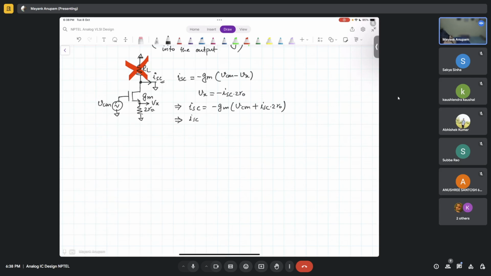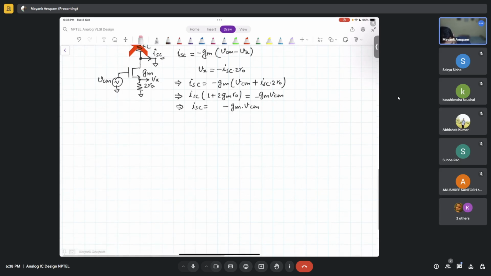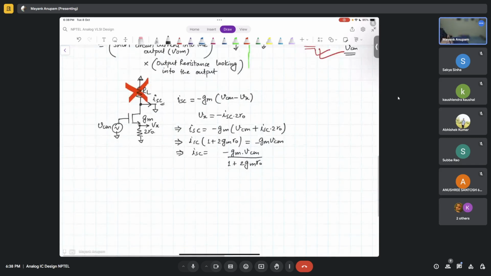So tell me, how will this look like? So ISC times 1 plus 2 GM R naught is equal to minus GM times VCM. So what will be your ISC? ISC is minus GM times VCM divided by 1 plus 2 GM times R naught. Okay, this is your ISC.